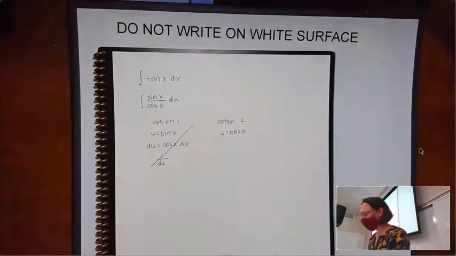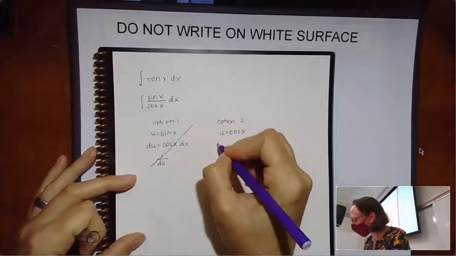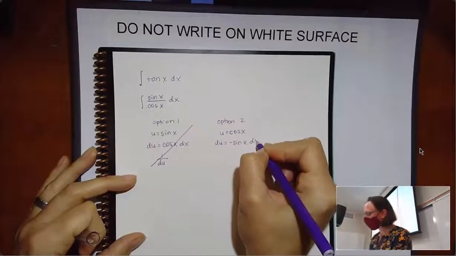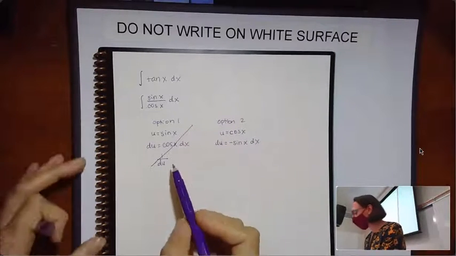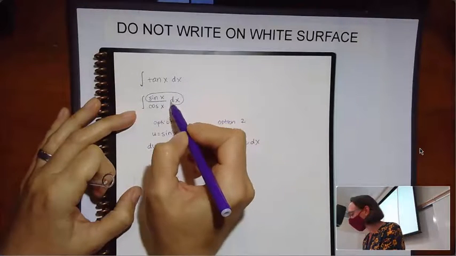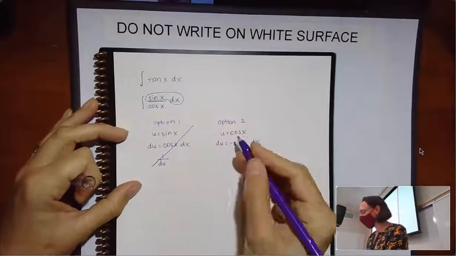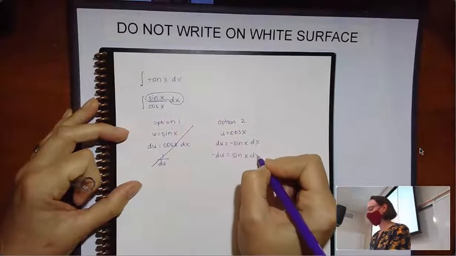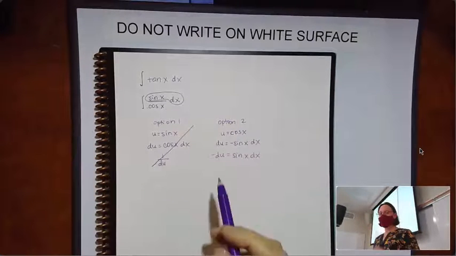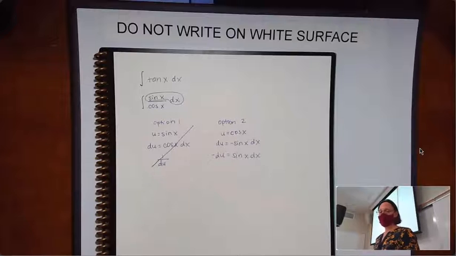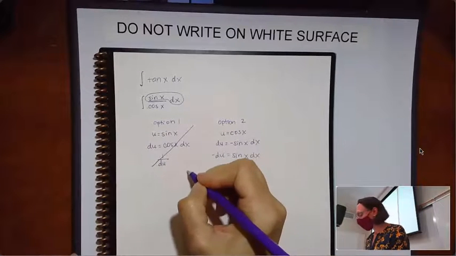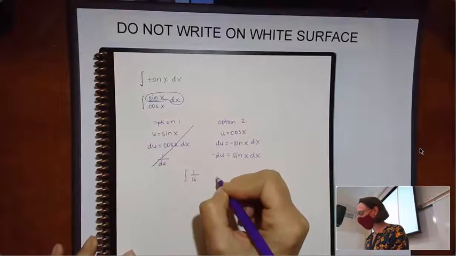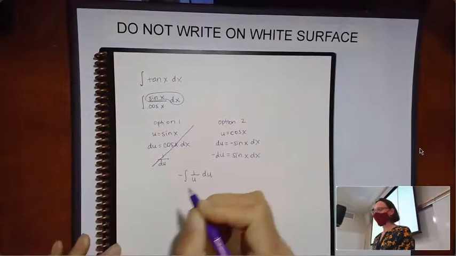You can take notes now. So if u is equal to cosine of x, then du is negative sine x dx, which I almost have on top. I've got the sine x and the dx. I just don't have the negative, which means negative du is equal to sine x dx. Well, when I rewrite this to be in terms of u's, that makes my integral say 1 over u times negative du.